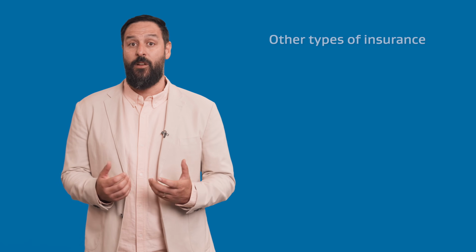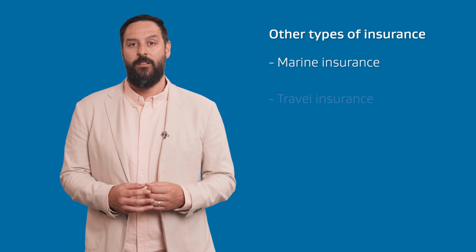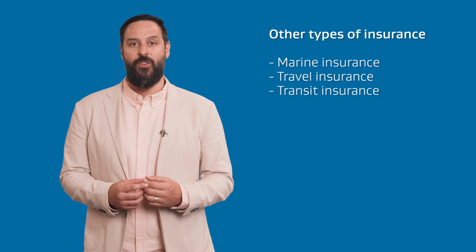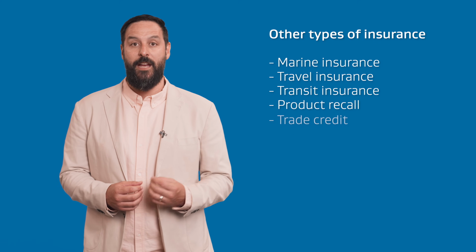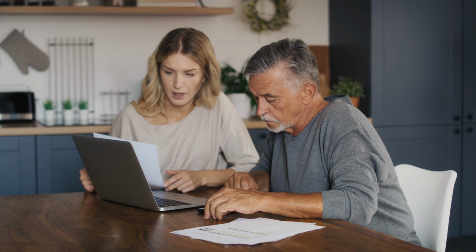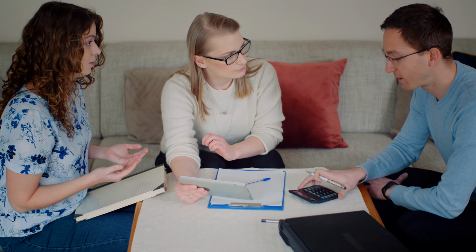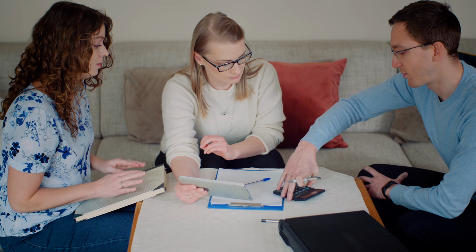There are many other types of insurance that may apply to you depending on what industry you're in, including marine insurance, travel insurance, transit insurance, product recall, and trade credit. We've included more details about these in the learning summary. Even if you're just starting out, it's a good idea to start thinking about your insurance needs right away. Even if these needs are very basic, it's always a good idea to review your needs each year to make sure your growth and changes are taken into account.